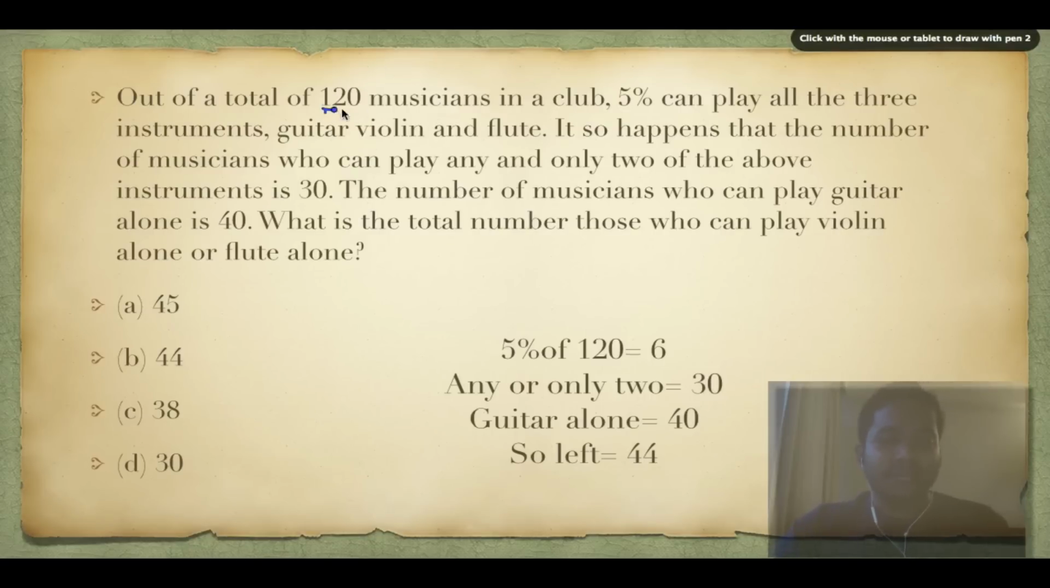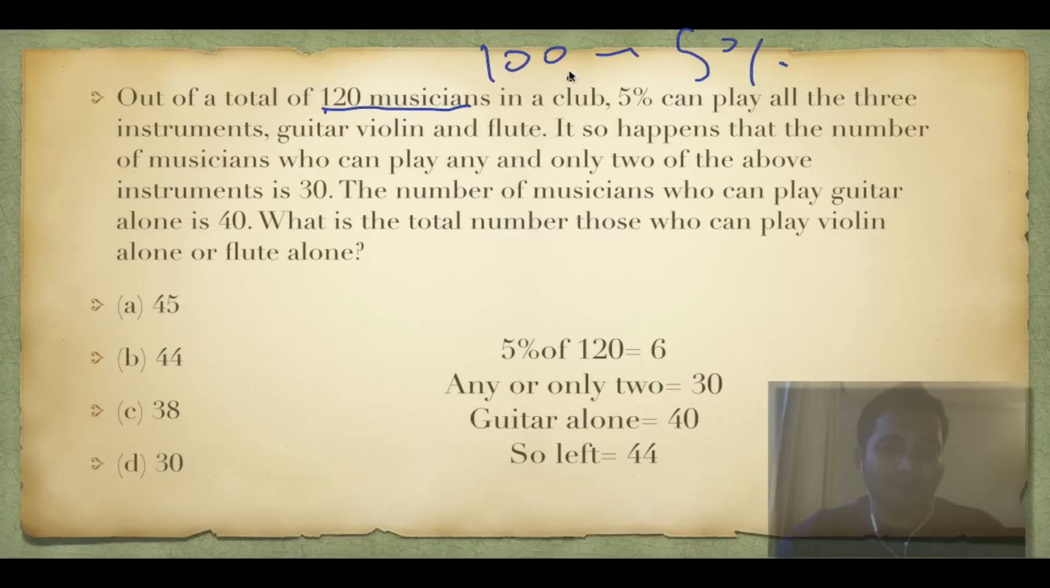So just see, 120 musicians are there. It doesn't matter that they are musicians, just focus on the numbers. 5% can play all three. If it were 100, 5% would be 5, but 120 is more, so obviously it will be more than 5. 5% of 120 will be 6. Is that understood? The number of musicians who can play any and only two of the above instruments is 30. Just write 30 somewhere. The number of musicians who can play guitar alone is 40.